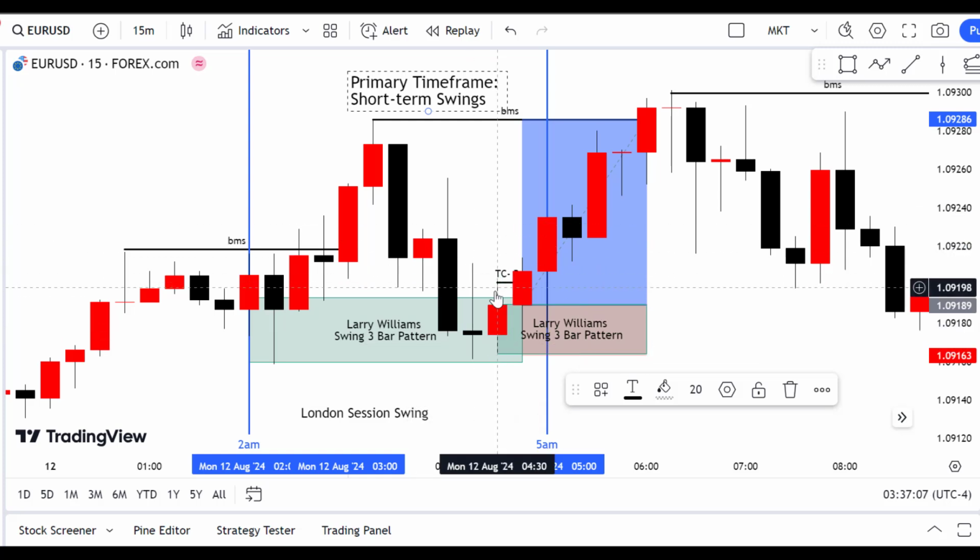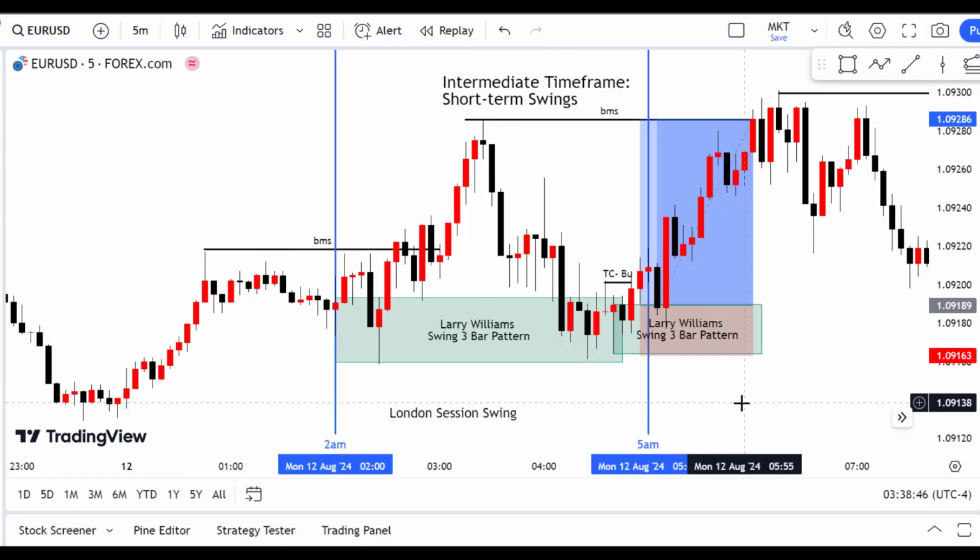After getting to know this overall trend using the primary short-term swings on the primary time frame, which is called the 15-minute time frame, what do we need to do? We need to go to our 5-minute time frame. Now this is our intermediate time frame, swings, highs and lows on the 5-minute time frame chart.